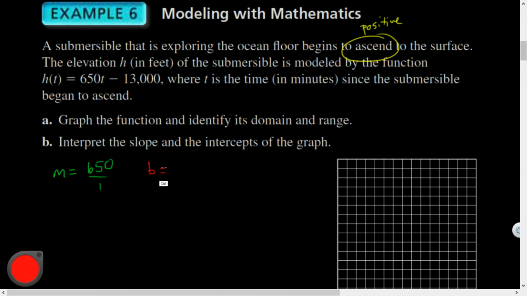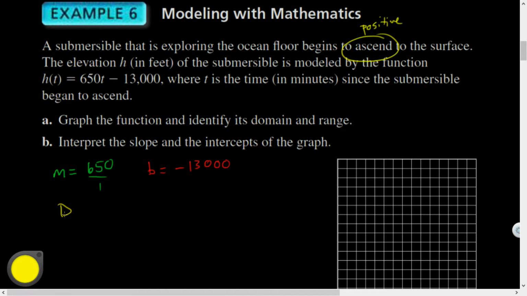Yeah, negative 13,000. Yikes. I hope I'm not going to be counting by ones on my scale. Now it asks us about domain and range. Let's think about that for a minute.